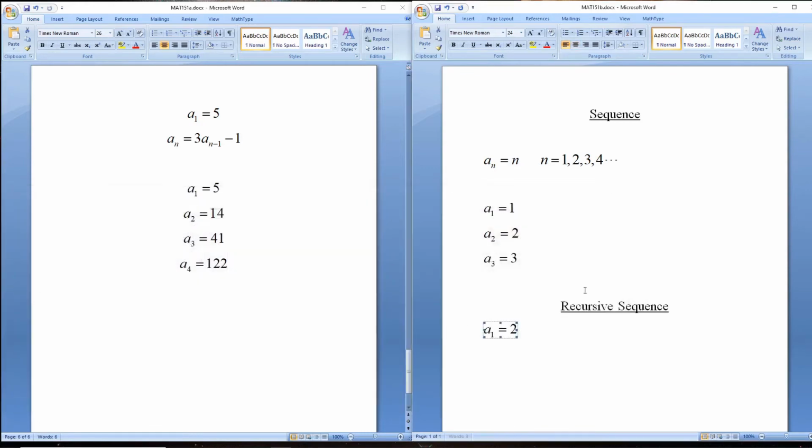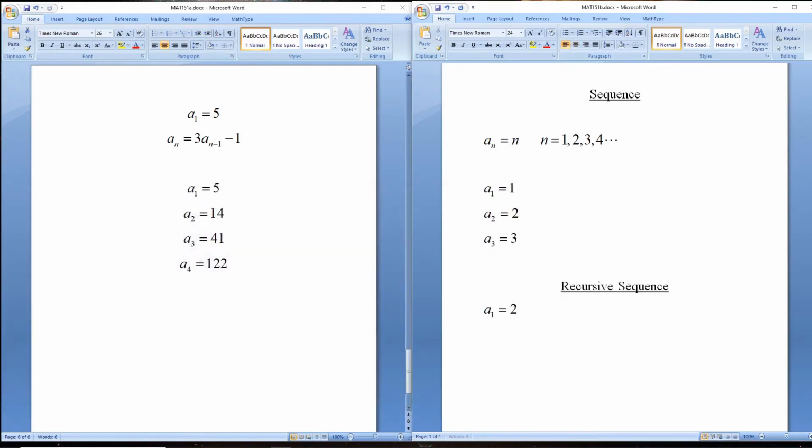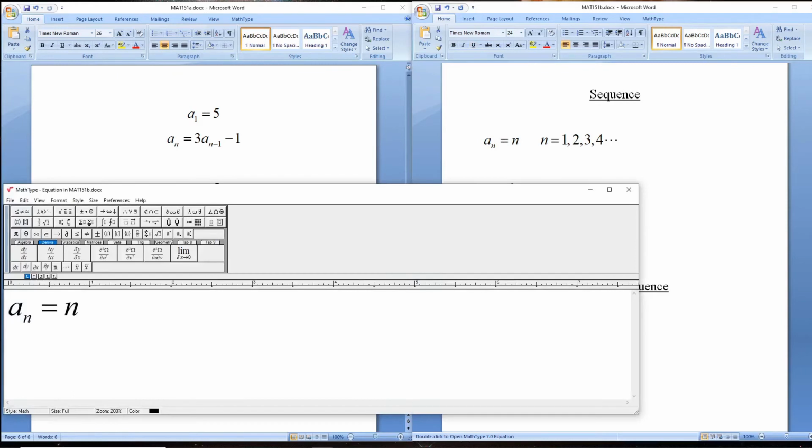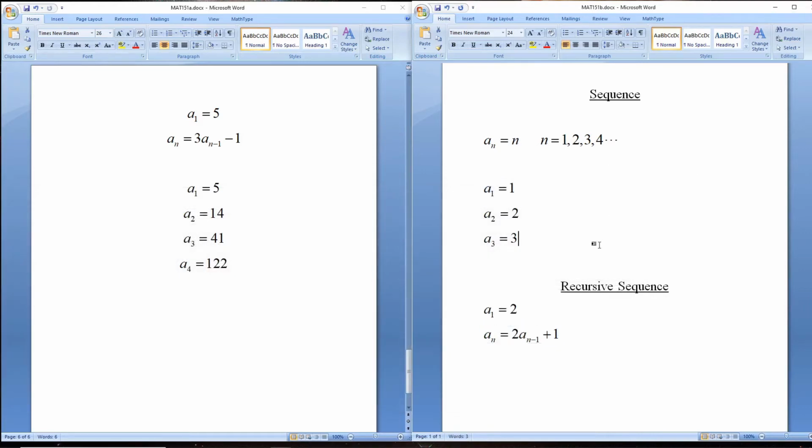I'll say that's 2. And then a recursive sequence always has to have some relationship between the previous output and the next output. And so I'll just make something up here again. I'll say that that's a sub n minus 1 plus 1. So this is what we've done so far.